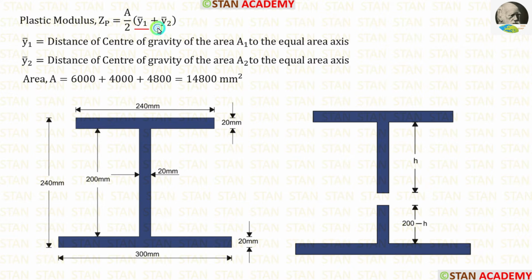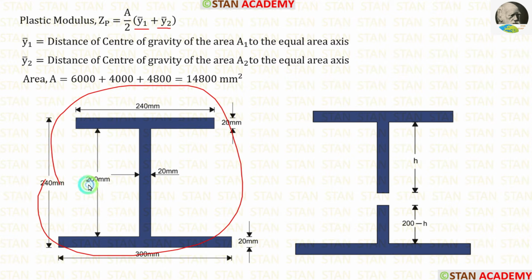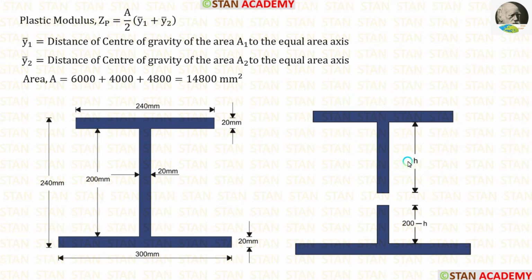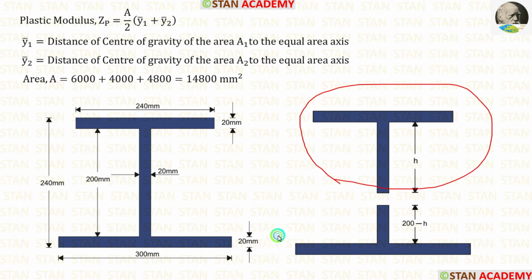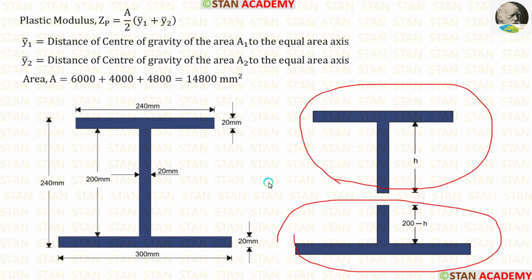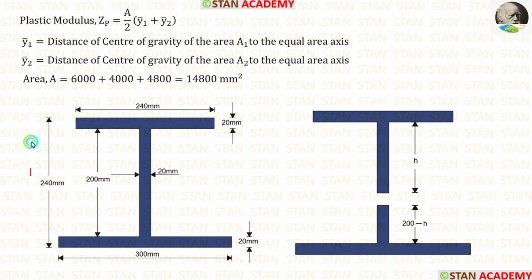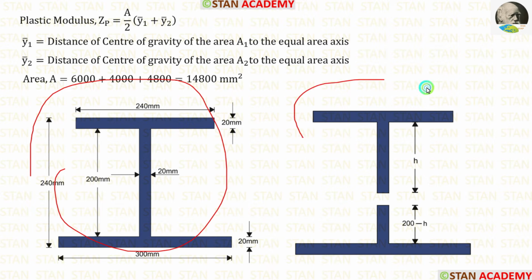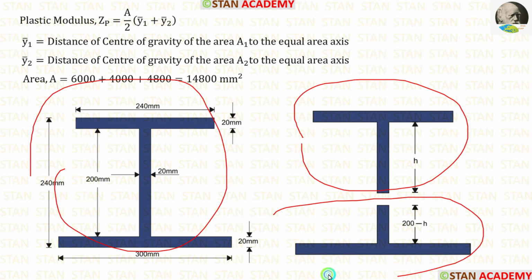For calculating y1 bar and y2 bar, we have to find the location of the equal area axis. This I section is not symmetrical, so it is not easy to find the location of the equal area axis. Let us assume the equal area axis occurs at a distance of h from the bottom of the top flange. We know that above the equal area axis and below the equal area axis, the area will be same. The total area should be divided into two equal half areas.